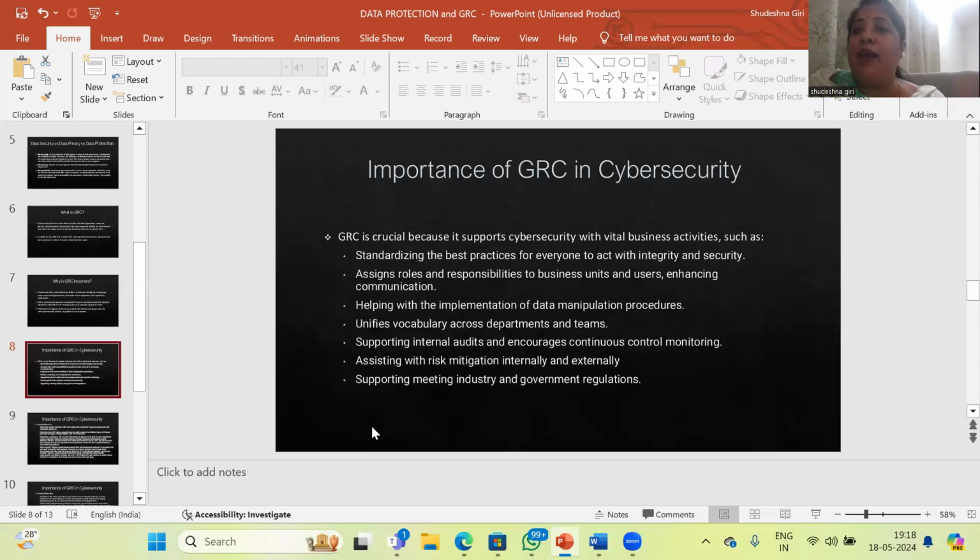So these are done by internal audits or external audits. Then assist with risk mitigation internally and externally. While doing this audit, if you see such kinds of threats, or if you proactively find out that if this is not done, this can be a risk going forward in the organization, you can identify a mitigation plan to protect against such risk occurring. So it gives a pre-alert to every organization.